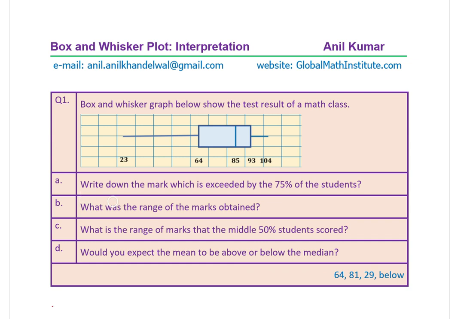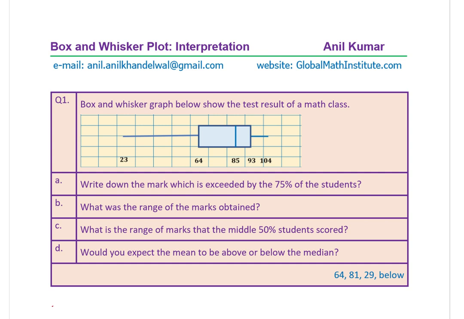A. Write down the mark which is exceeded by 75% of the students. B. What was the range of the marks obtained? C. What is the range of the marks that the middle 50% of students scored? D. Would you expect the mean to be above or below the median? You can pause this and then look into my answers.